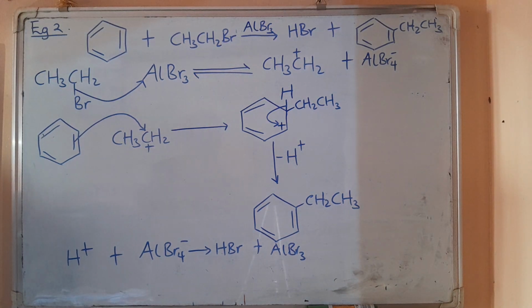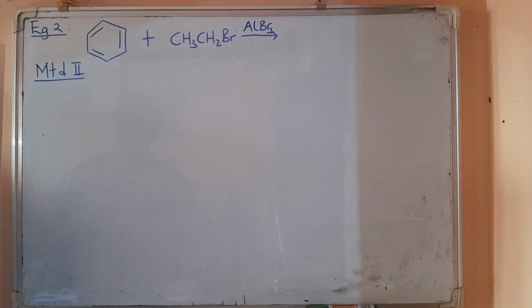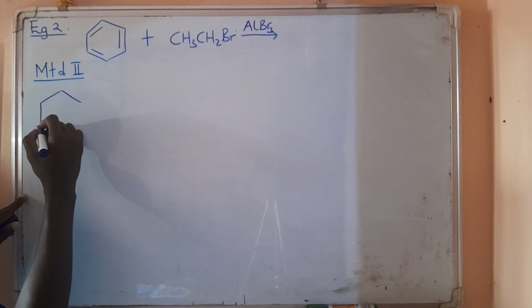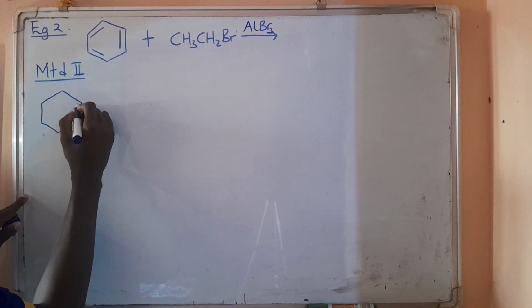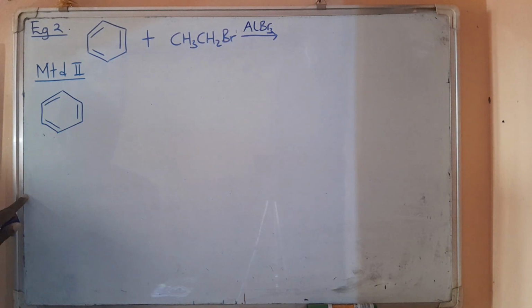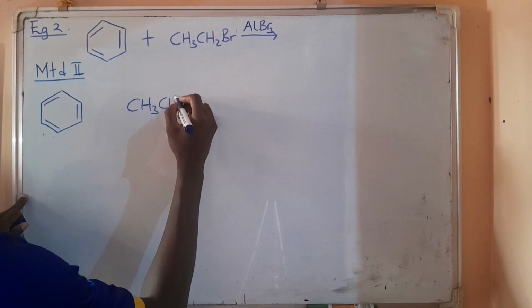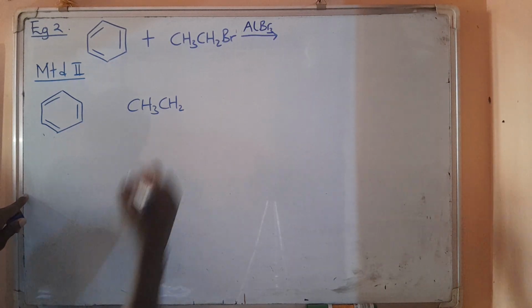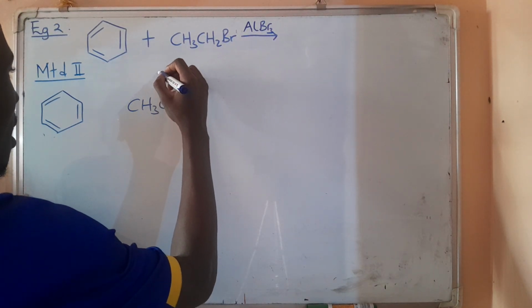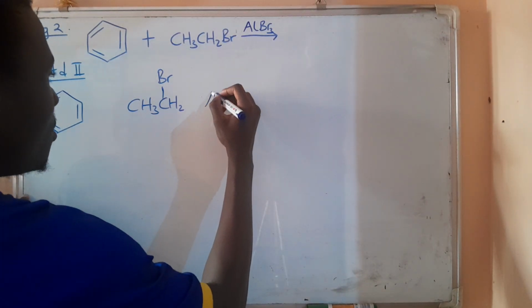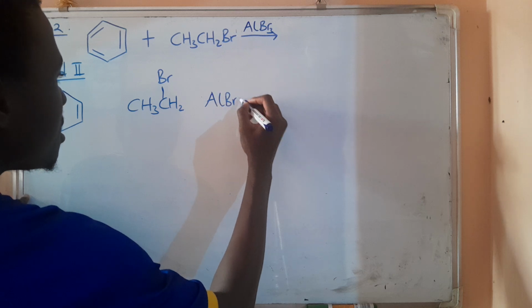So that is the first approach. Now I repeat the second approach. In method 2, we have seen that you come and do your benzene. My benzene is here. I want to react benzene with my halogen carrier CH3CH2Br, in presence of a Lewis acid catalyst.